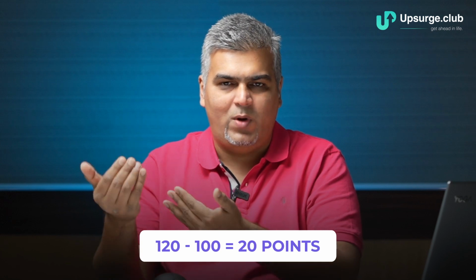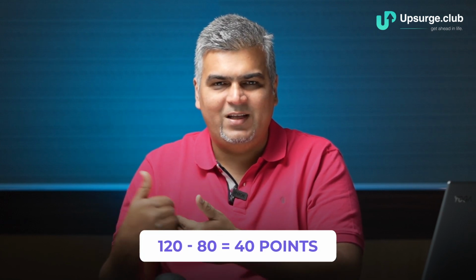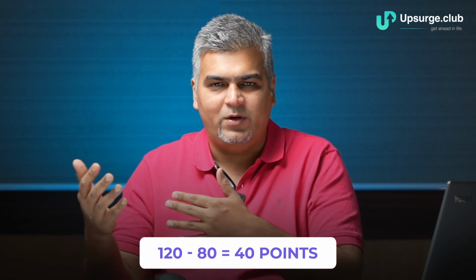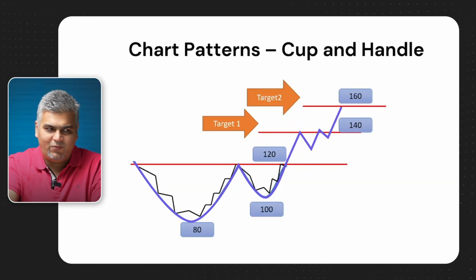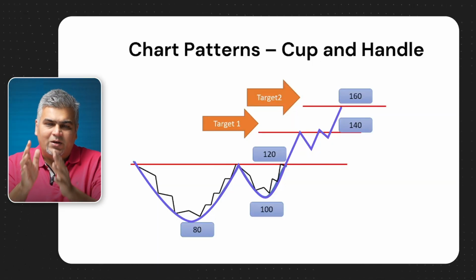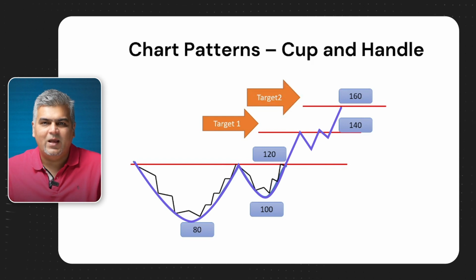Now at this point of time when the breakout happens, what are the targets in place? So very simple calculation, the handle size is your first target, which is basically 120 minus 100, so 20 points. 120 minus 80 will be your cup target, so that is another 40 points. So roughly your target would be 140 and 160. Now this is the chart pattern, this is the implication.